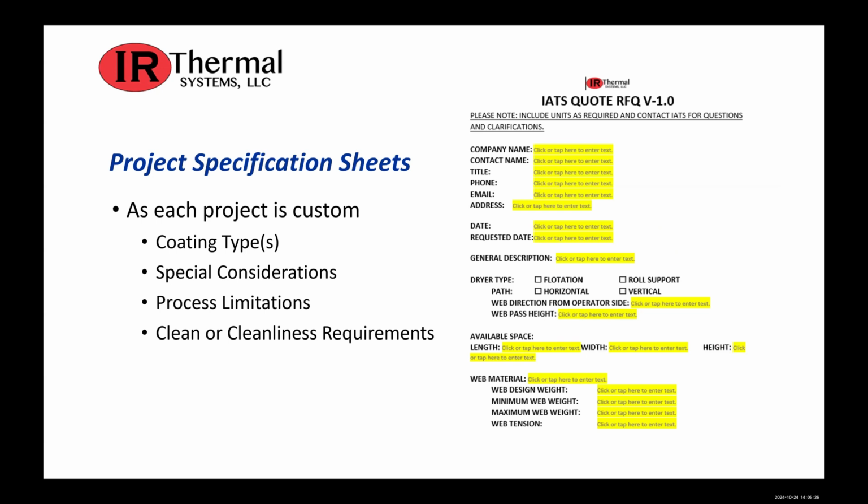And we also have special project specification sheets, and this kind of shows you the kind of detail that we require from our customers in order to get started on the project. As each project is custom, we want to know your coating types, any special considerations you have for the process limitations, or cleanliness requirements, as well as many others shown there on the list.